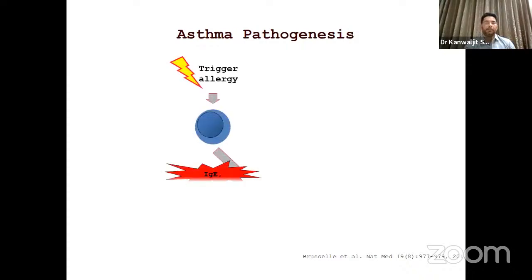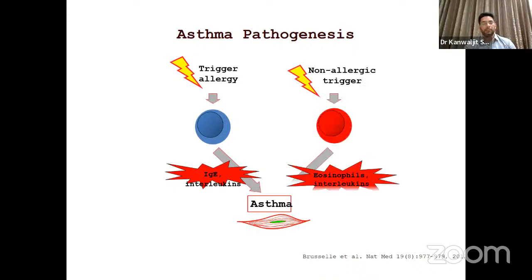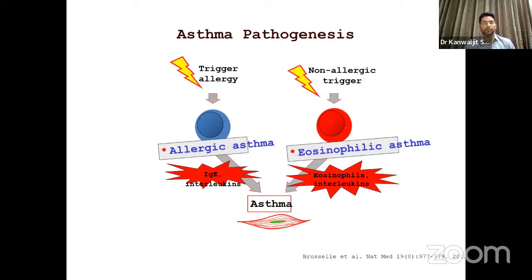So what is the pathogenesis of asthma? Trigger or allergen comes into the body, IgE is released and interleukins are released, which leads to bronchospasm and inflammation of the airways. So in allergic asthma, the causative factor is IgE. In non-allergic individuals, eosinophils and interleukins play important role in the asthma attack.